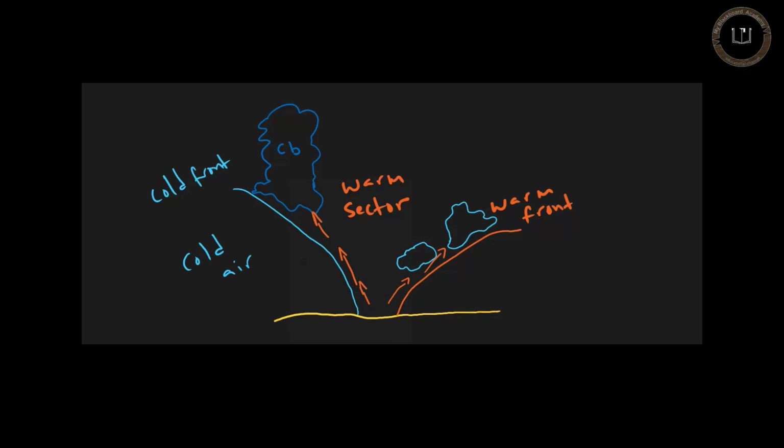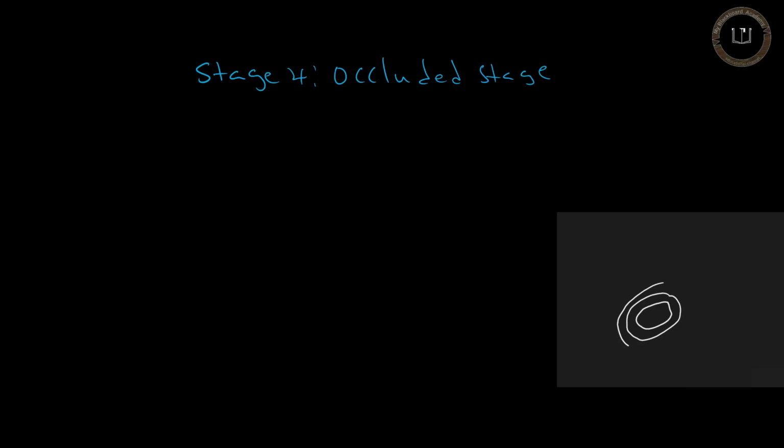The rising air causes the pressure in the center of the mid-latitude cyclone to drop further. We will look at the vertical section in more detail later. Let's move on to stage 4. Stage 4 is known as the occluded stage.